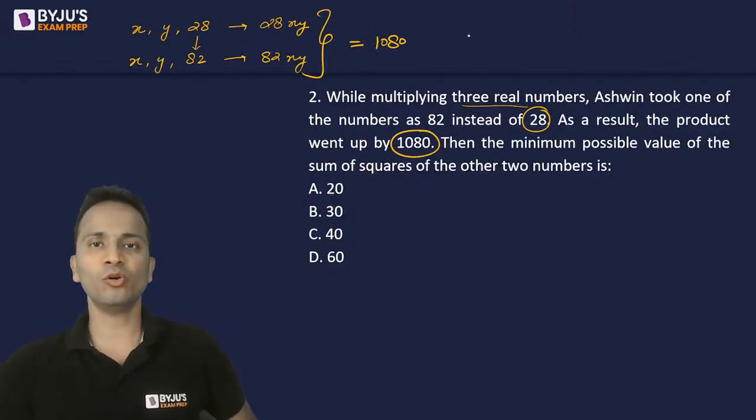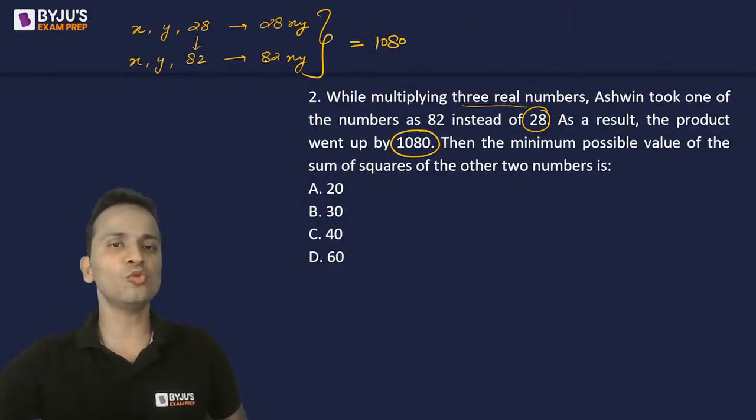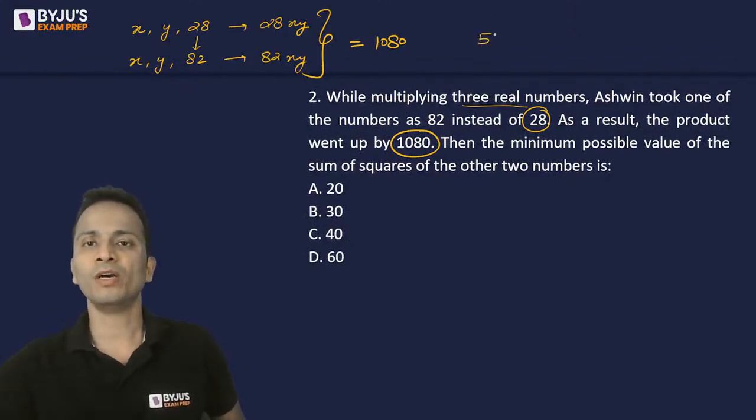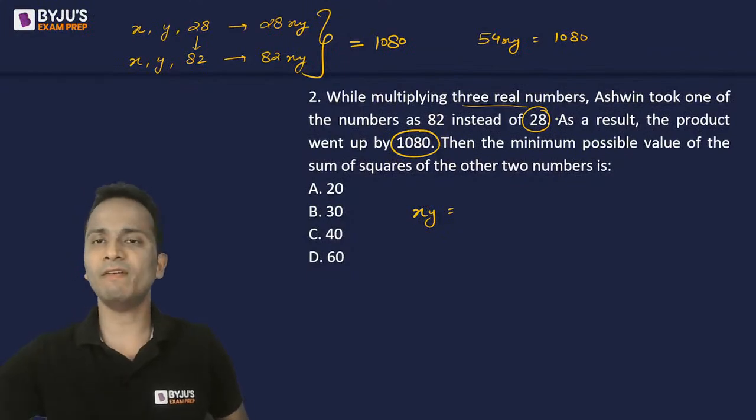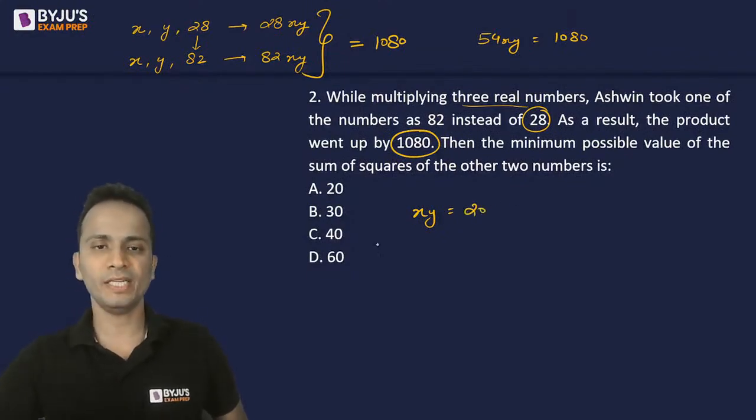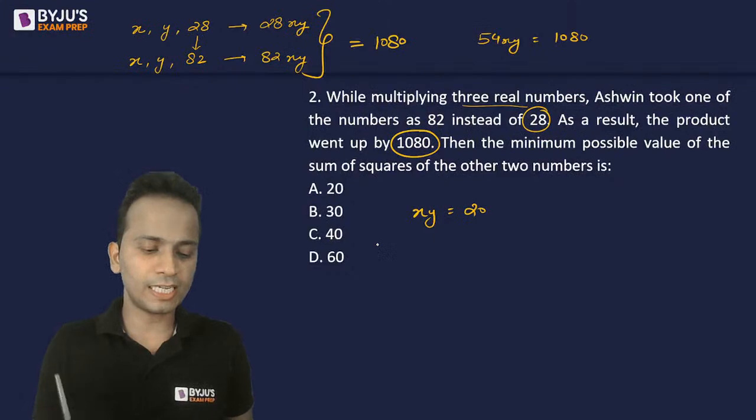Right? So I'll calculate the difference between these two, 82 minus 28, which is 54. 54xy will be equal to 1080, and the product xy is equal to 1080 divided by 54, that is 20. Okay, so I have got the product of these two numbers.